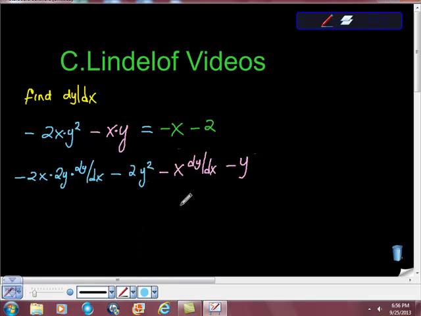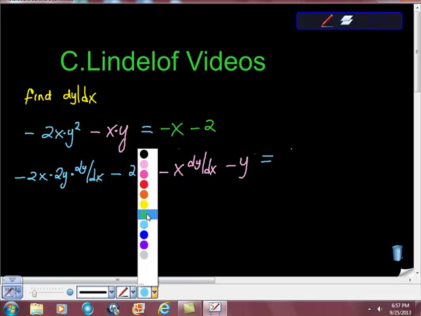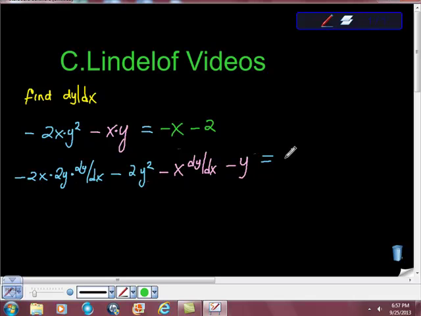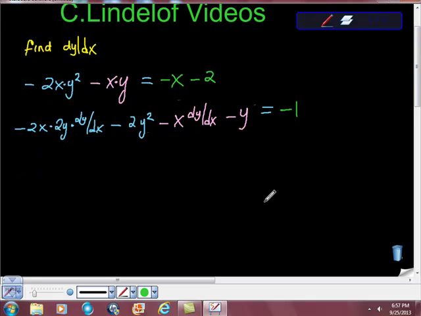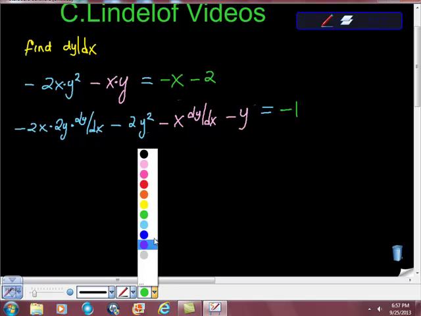I have successfully differentiated everything on the left-hand side, I think. The derivative of negative x is just negative 1. The derivative of negative x is negative 1. The derivative of negative 2 is 0, so I'm not going to bother with that. Now I'm going to get down to the meat of the matter, and this is where the mistakes usually take place, and hopefully I haven't made one yet.